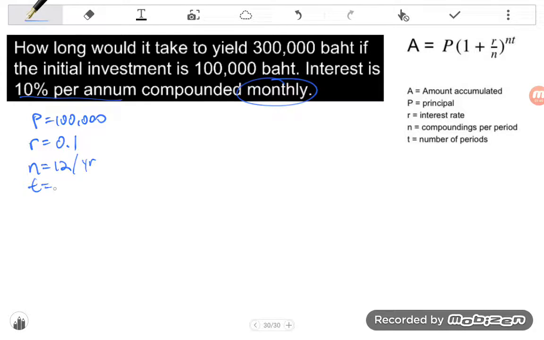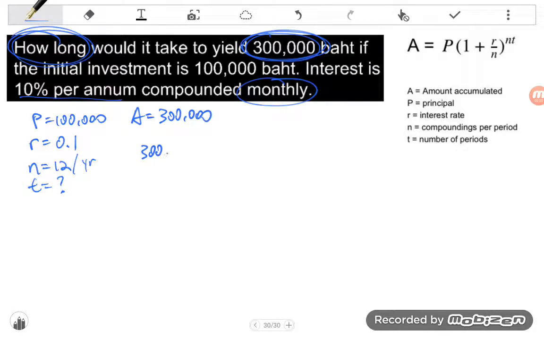And the T is going to be, we don't know. We don't know how many years, because that's what they're asking us to find. How long would it take? So they want us to find the T. But what's my A? My A is the amount of money that I'm going to have after T number of years. So my A is actually 300,000, and we have to find T. Not too bad, right?